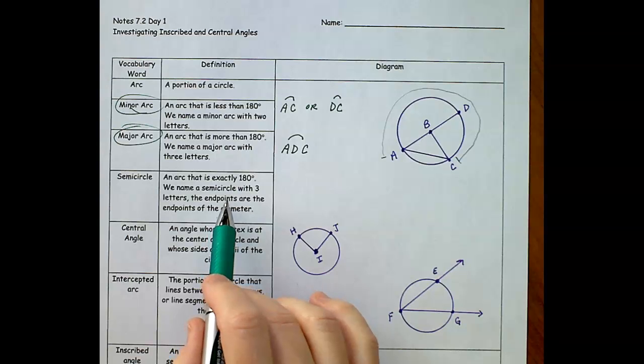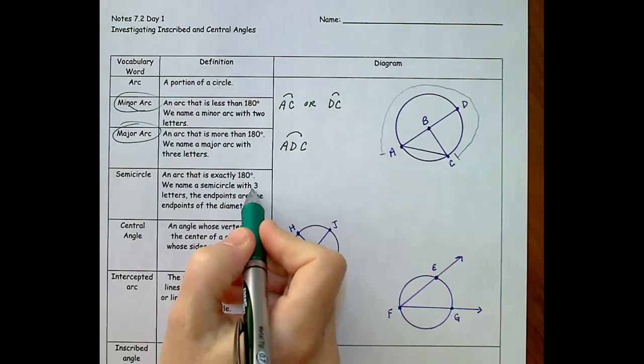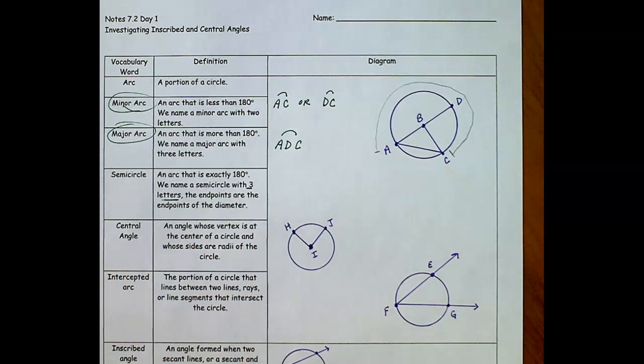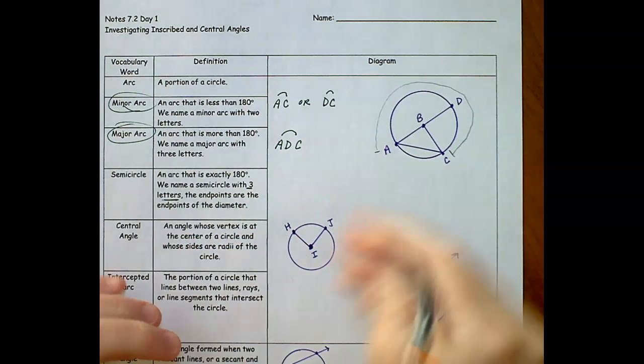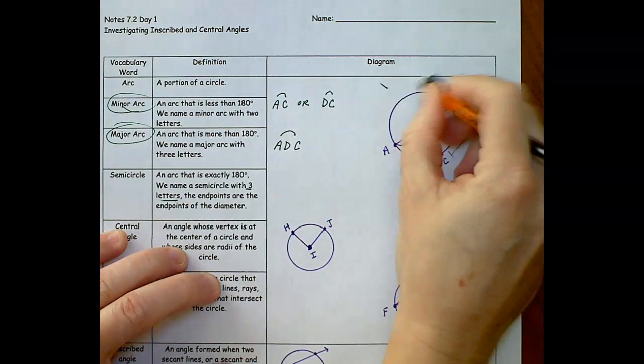Next we have a semicircle. We know that's half of a circle, which is 180 degrees. We do name a semicircle with 3 letters. The reason why is because we need to know which way on the circle we're going to swing.